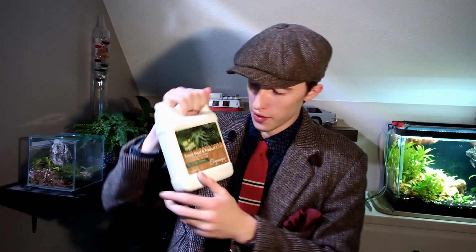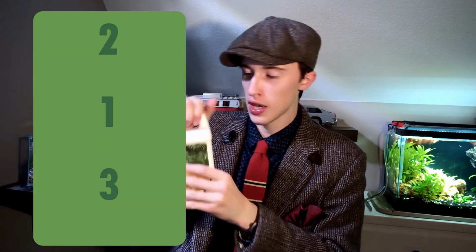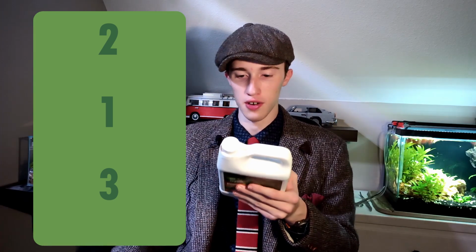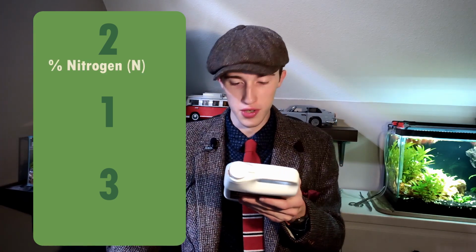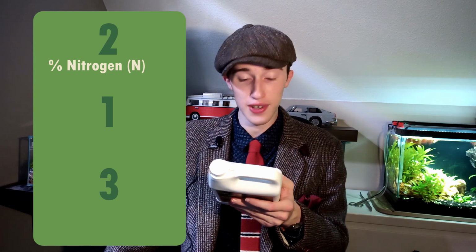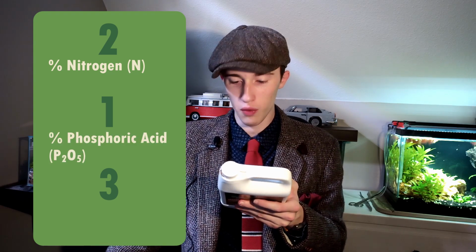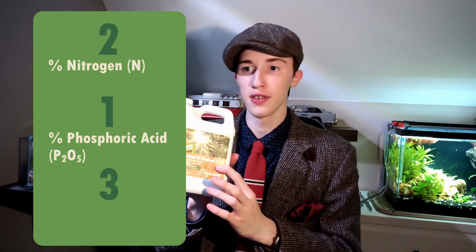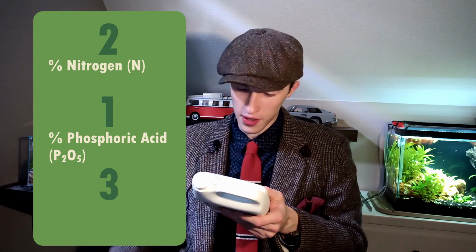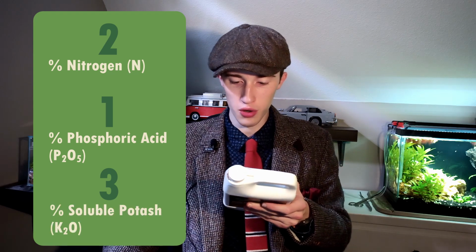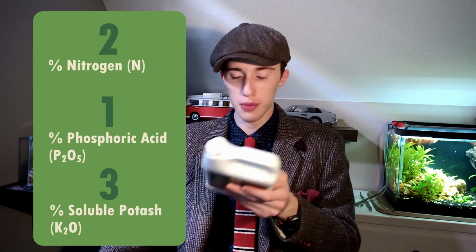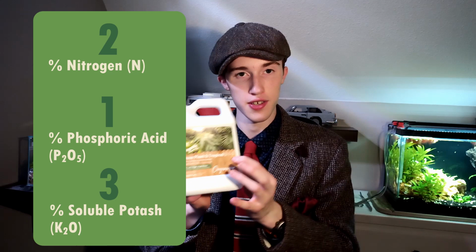So what those numbers mean is if we go through them, this one's 2, 1, 3. Let's check what it says the ingredients are. Total nitrogen, 2%. Okay, so that's 2. Available phosphoric acid, or P2O5, 1%. Okay, so that lines up with our 1. And then soluble potash, or K2O, 3%. Okay, so that lines up with our 3.